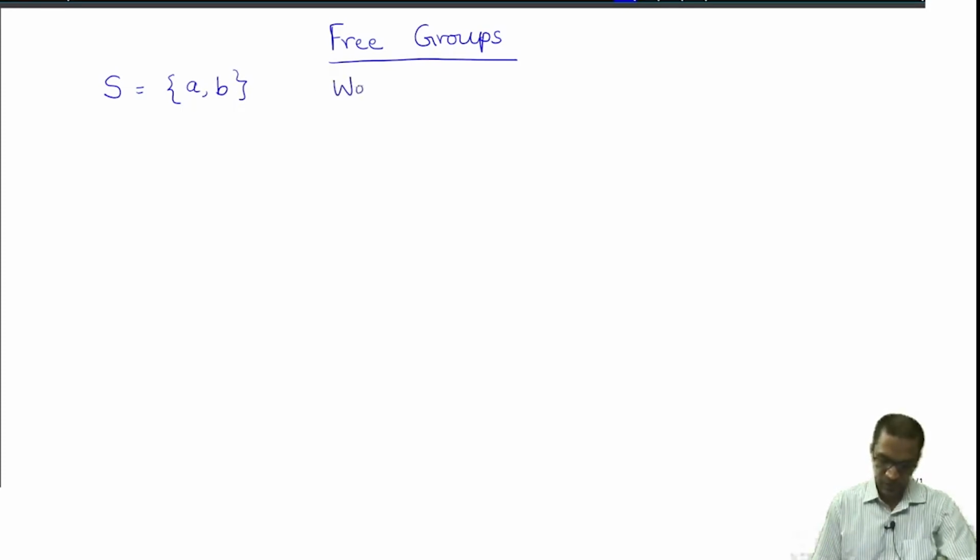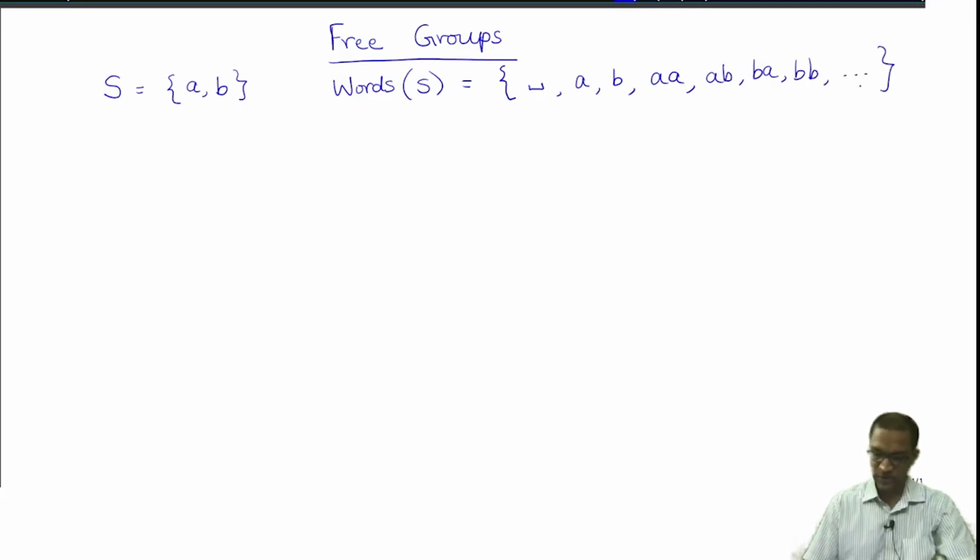So we said let's look at words of S, which is just the set of all words formed using these two alphabets, and these look like this. There's the empty word, there's words of length 1, words of length 2, and so on. So it's an infinite set, and the important property was that this set had an associative operation, which we called concatenation of words, or putting two words together. So this operation was associative, and the other important fact is that it had an identity element, which is nothing but the empty word.